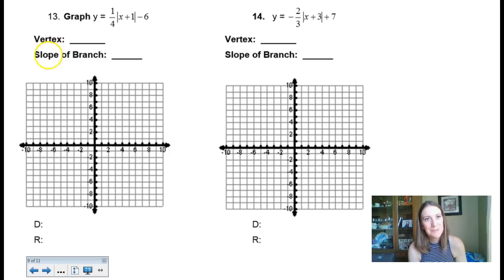Vertex, -1, -6, sound good? Because of the negative negative, that's why it's plus. The slope of the branch is 1/4 positive, which means we are going to rise 1 and go right and left 4.